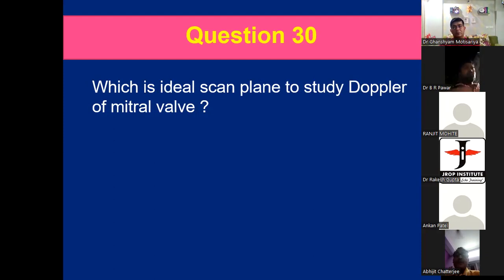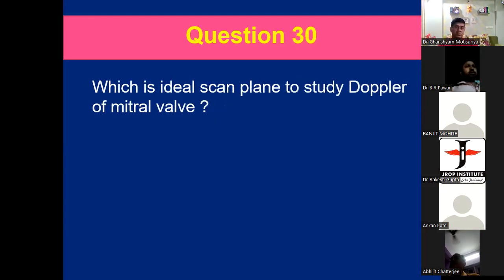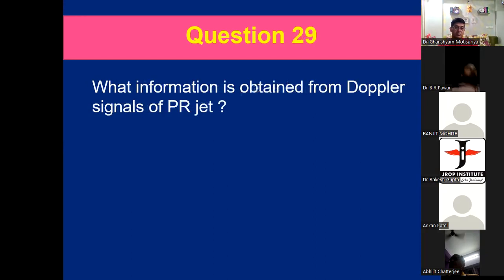See, Ankan, can you hear me? You are getting pulmonary regurgitation. So what information are you getting? Is it the pulmonary diastolic pressure or systolic pressure? What pressure are you getting? Sir, during diastole, if there is a regurgitant jet, then the diastolic pressure is increased.